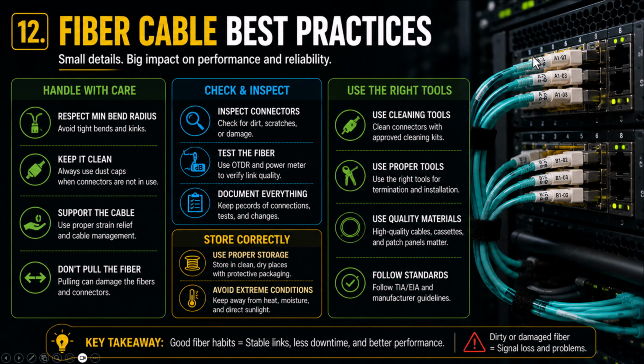Fiber needs some extra care. One important rule is don't bend fiber too tightly. Excessive bending can increase optical loss and potentially damage the cable. Connectors also need to be kept clean. A connector can look perfectly fine to us, but tiny particles of dust or contamination can affect the optical signal. So, when troubleshooting fiber, cleaning and inspecting the connection can sometimes solve a problem that initially looks much more complicated.